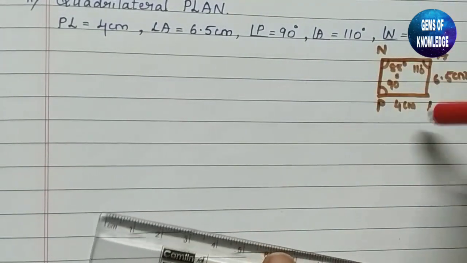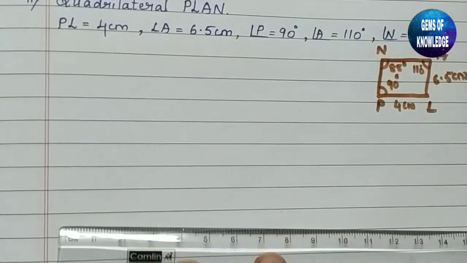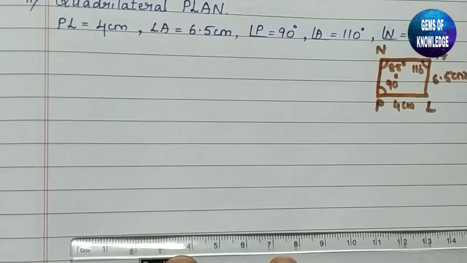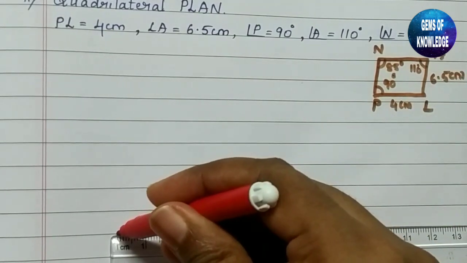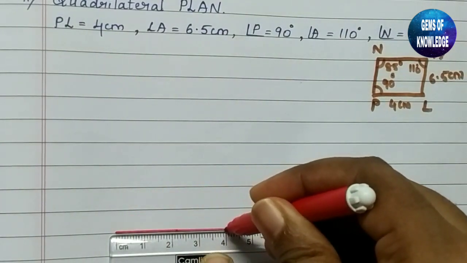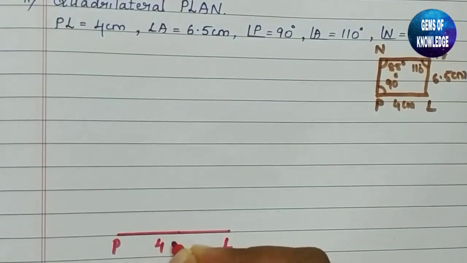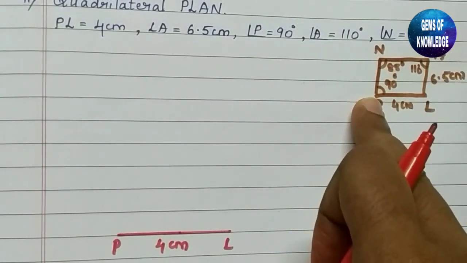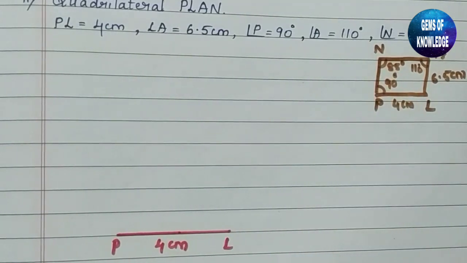The first thing we need to do here is, it has been given that PL equals 4 centimeter. So let us draw a 4 centimeter line over here. Okay, so this is PL equals 4 centimeter. Then what is given here? You can see at angle P they have given us 90 degree. So we need to draw the 90 degree here.